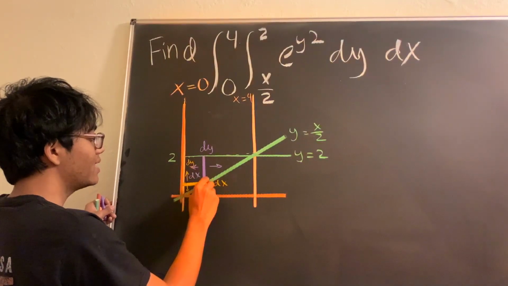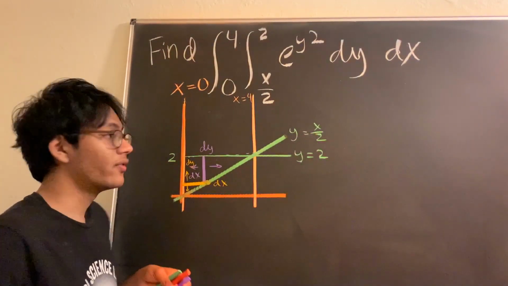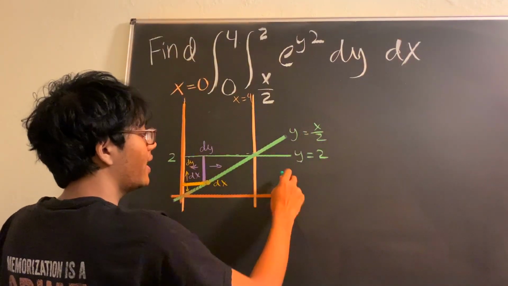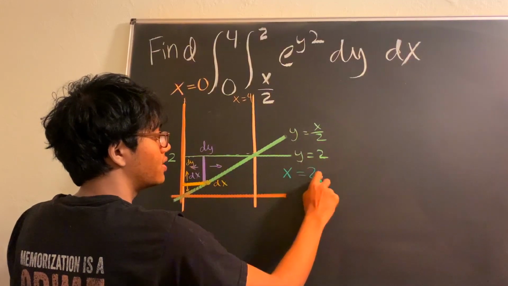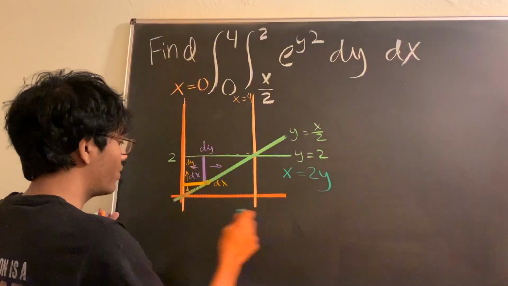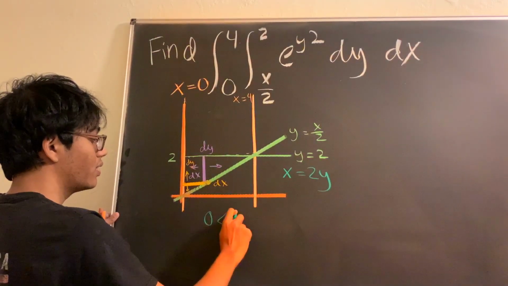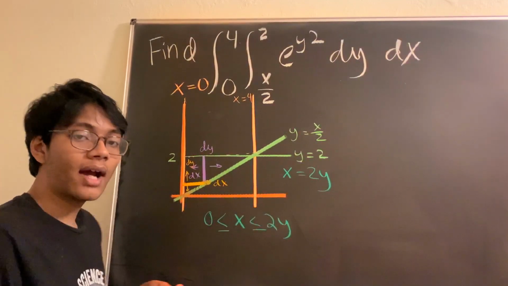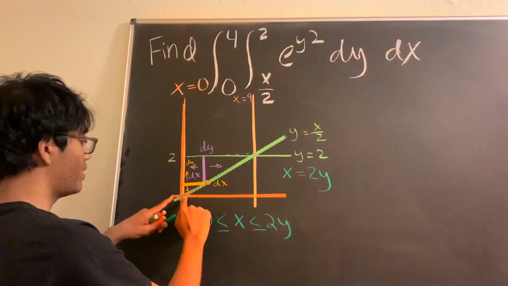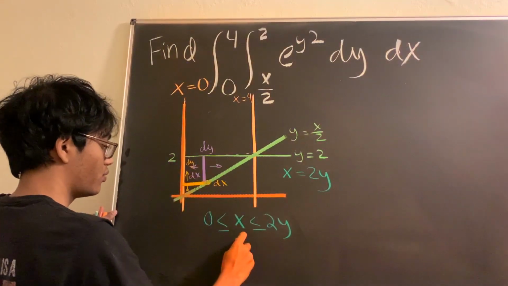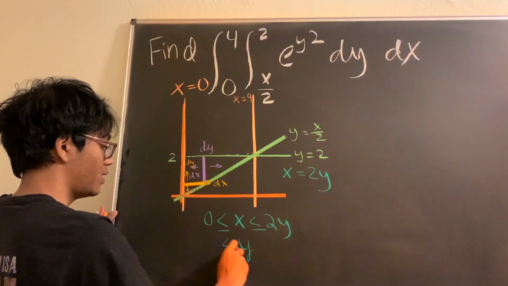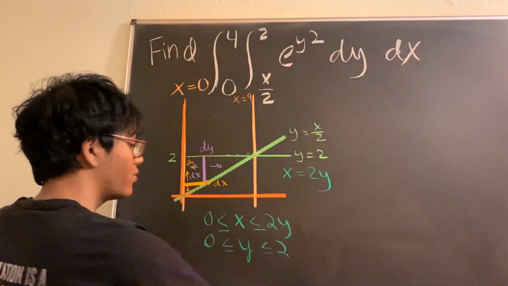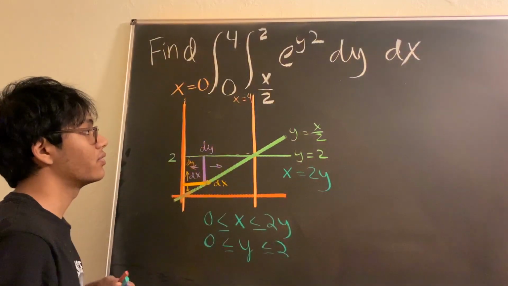Our upper bound is this function, which is y equals x over 2. But if I solve this for x, I'll get x is equal to 2y. So our x is going to range from 0 to 2y. And our y value is going to range from 0 to 2. With this information, we can now integrate. We're just going to switch the order of integration right here.